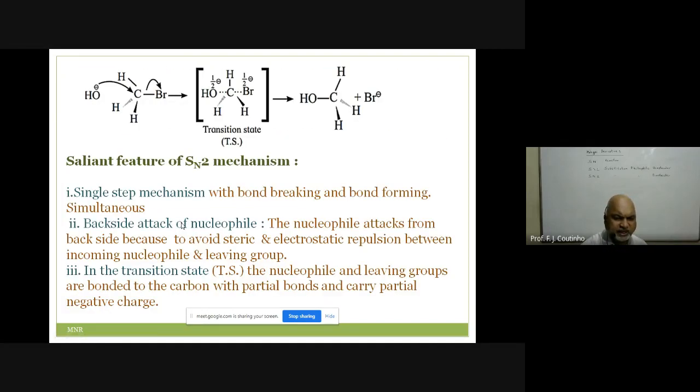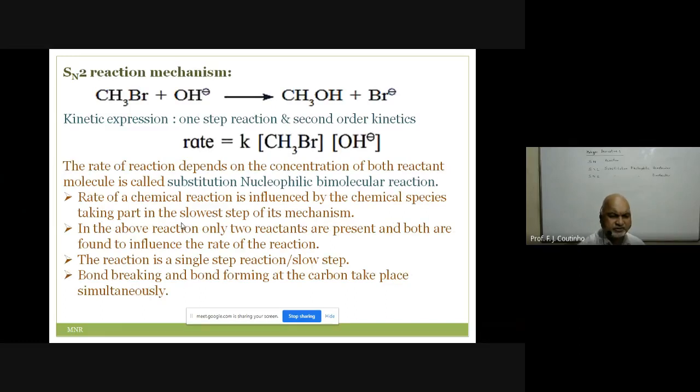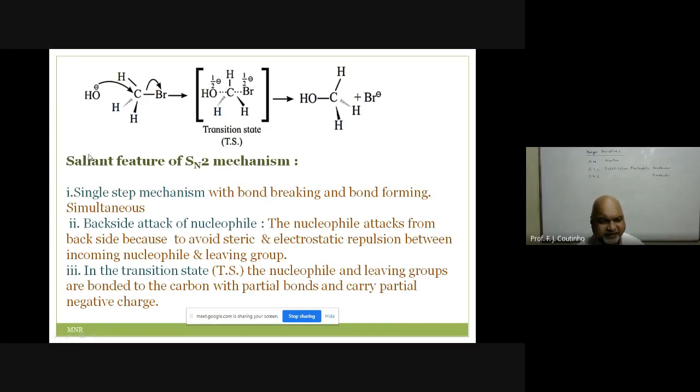Now this question is asked most of the time for 4 marks. These 4 marks are divided into the reactions, the kinetic expression, a little explanation of how the attack takes place, and then you have to explain the reaction mechanism in this fashion, then write down the salient features, and finally there is an energy profile diagram. For the energy profile diagram, you can refer to your textbooks, which will definitely explain it.